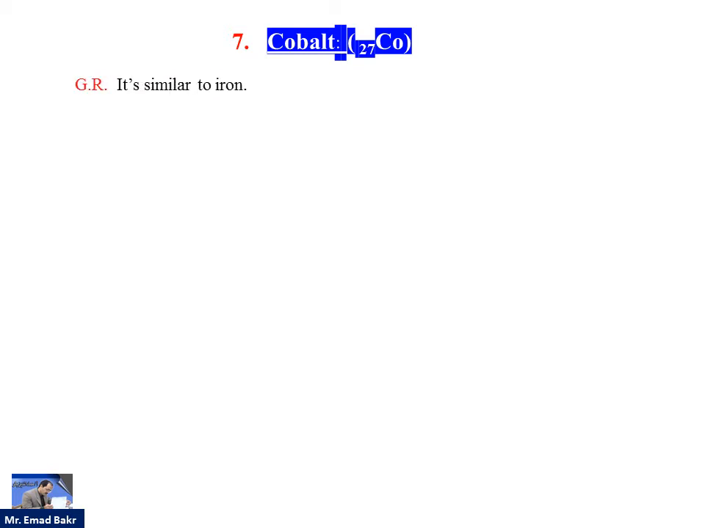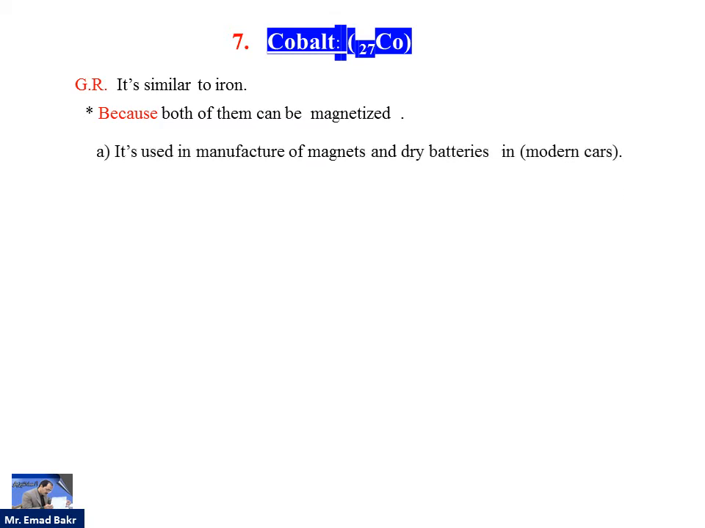Next, the next element, cobalt 27. Give reason: it is similar to iron. What is the similarity between cobalt and iron? Because both of them can be magnetized. That's why it's used for making magnets. It's used in manufacture of magnets and dry batteries in modern cars.